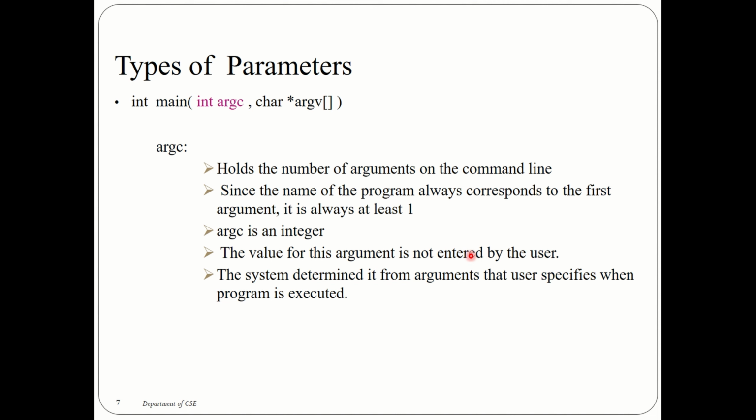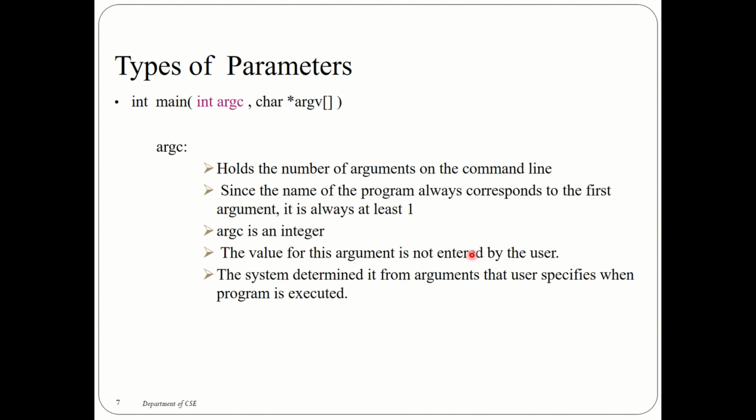The value for this argument is not entered by the user. You have to keep that very clearly in mind. The user doesn't have to enter what argc is. The system itself determines the number of arguments it has got from the execution step. If it is only ./a.out, the system will determine that argc is 1.